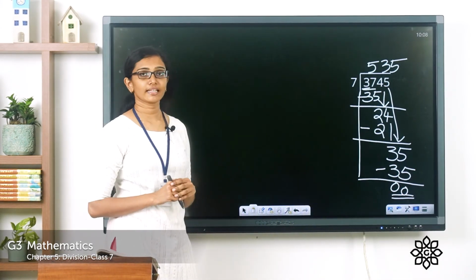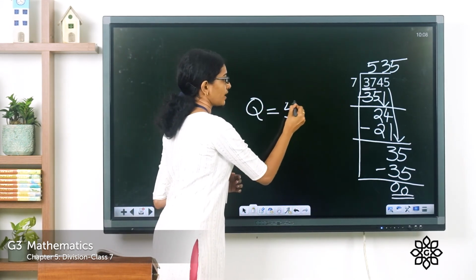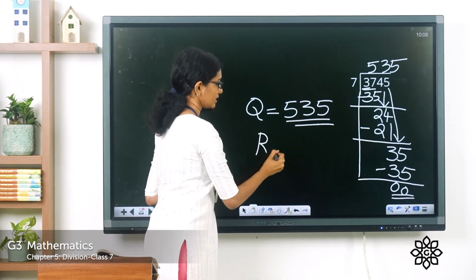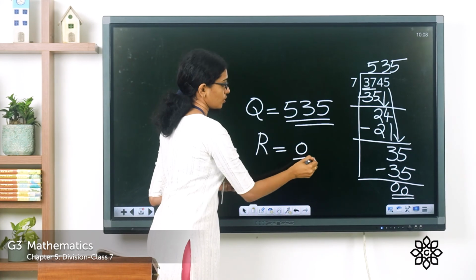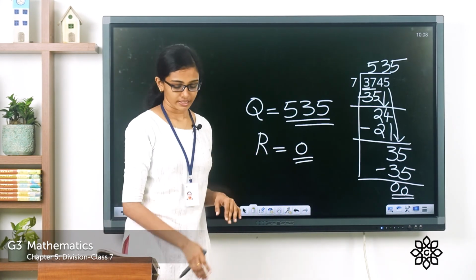So what is the quotient and the remainder? The quotient or the Q is equal to 535 and the remainder is equal to 0, or we can say there is no remainder. So I hope you are clear with this question.